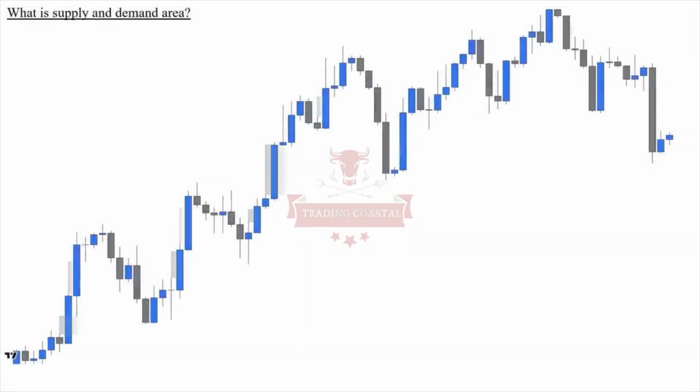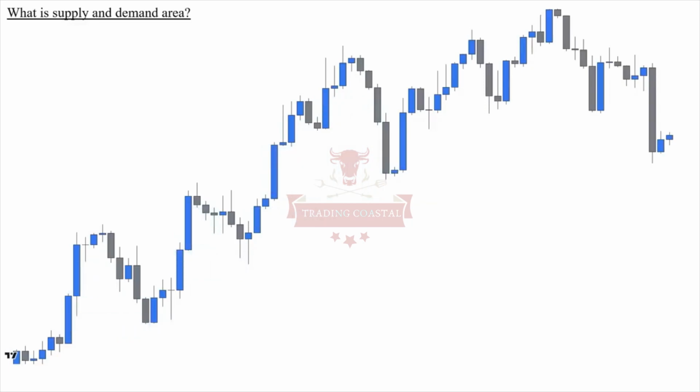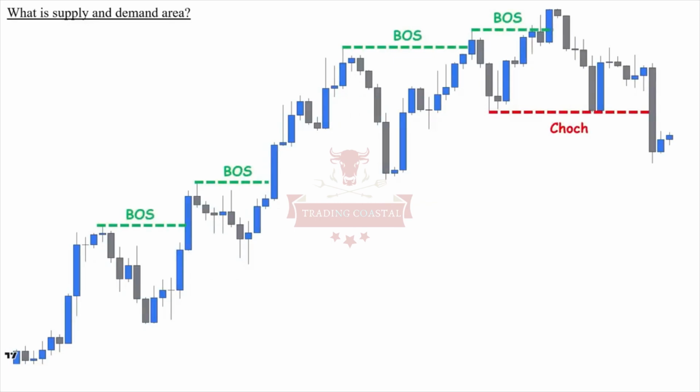The fair value gap is a sign of imbalance between the buyers and sellers, which indicates a large amount of money entering the market. Typically, the price revisits these areas to fill the orders that were left behind and restore the balance. Now, there is another criterion that makes a supply or demand a valid area: breaking a structure level to confirm the momentum. It provides a key indication of potential market movement and aids in making informed trading decisions.